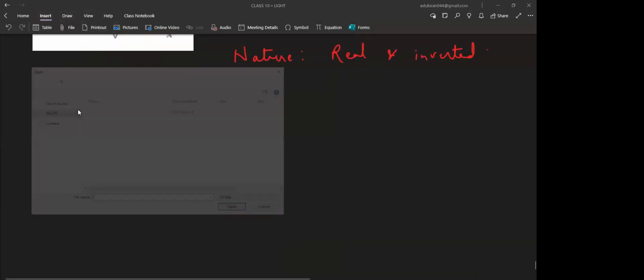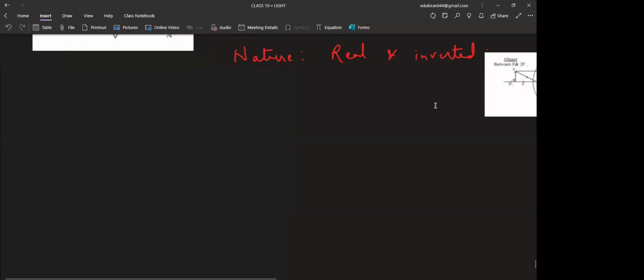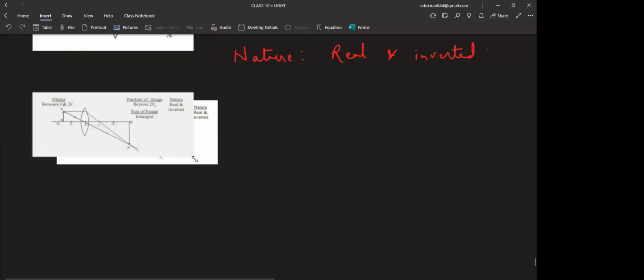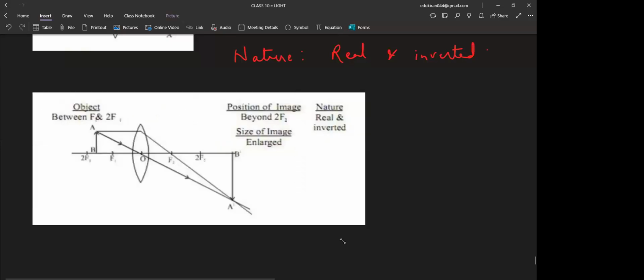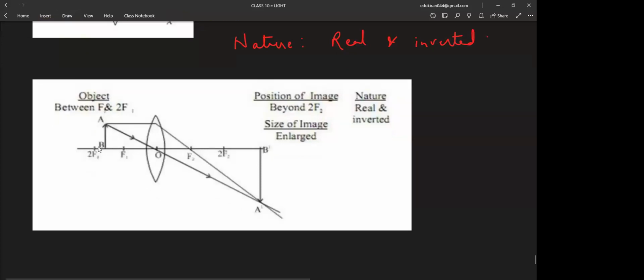Now the next case. See here. This is our object between F and 2F1. This is the focus, F1. This is 2F1. And we have kept the object. See, we have initially brought it from infinity. Then beyond F2 we have kept. Then at F2 we have kept. Now between F1 and 2F1 we are keeping it.